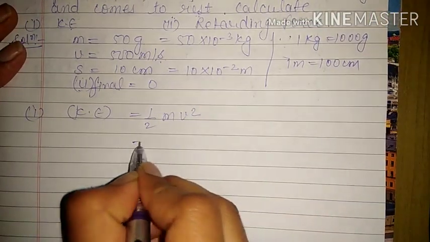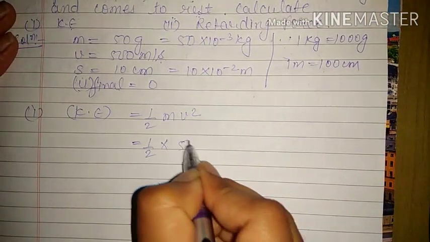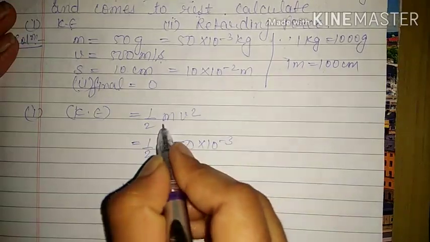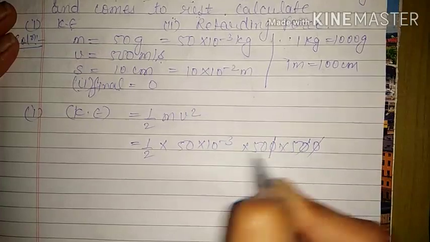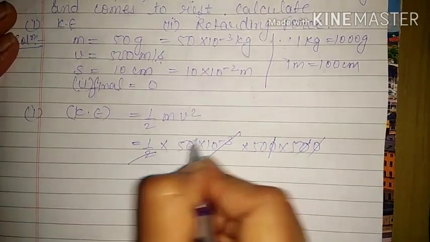So here what we want is half m, 50 into 10 raised to power minus 3. v square means 500 into 500. 1, 2, 3, 3. So this is 25.